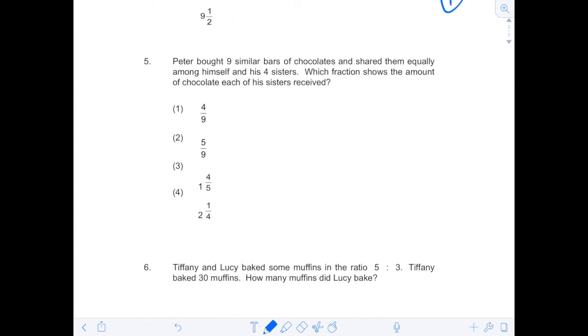Peter bought 9 similar bars of chocolates and shared them equally among himself and his 4 sisters. Alright, which fraction shows the amount of chocolate each of his sisters received?